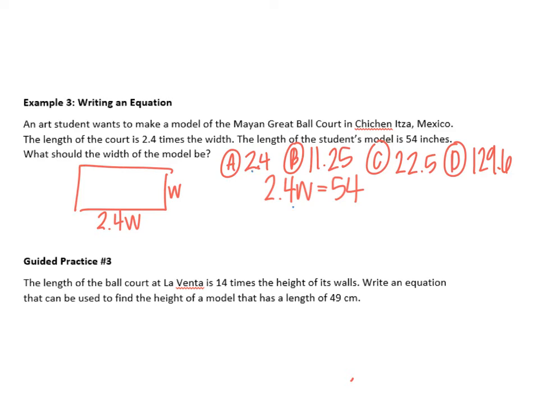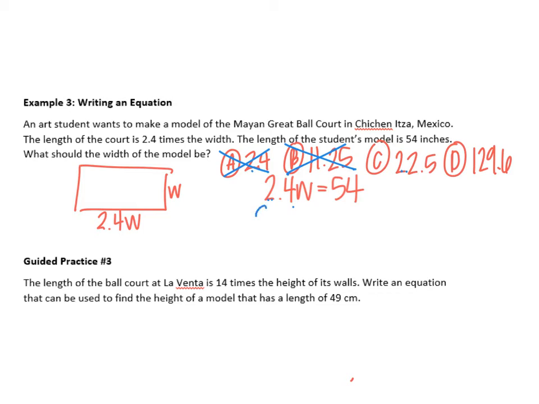Well, 2.4 times 2.4 is definitely not going to give you 54, so you don't have to plug that in. 2.4 times 11.25, if you just do 2 times 11, you get 22, so I doubt that's going to give you 54 either. See, 22.5, if you multiply 22 times 2, you get 44. So that's probably going to be the closest.